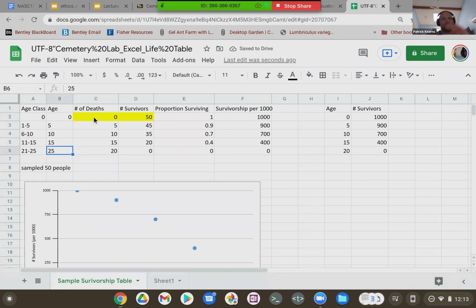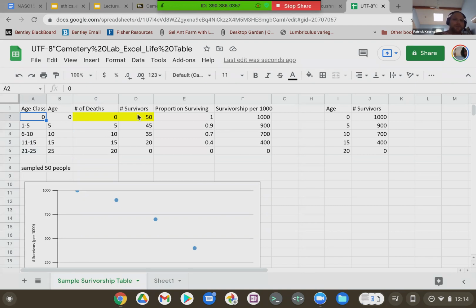And what you want to do is look through your data. There's a number of ways you can do this, but basically you want to figure out in each age class how many people have died. In this case, my age class of 0, I had no deaths. But in my next age class, I had 5 deaths. The next age class, I had 10 deaths, 15 deaths, and eventually 20 deaths. This is pretty extreme, right? I mean, it's to 25 years old, right? But it's not exactly what it would look like, but you get the idea. How many people died in each group?